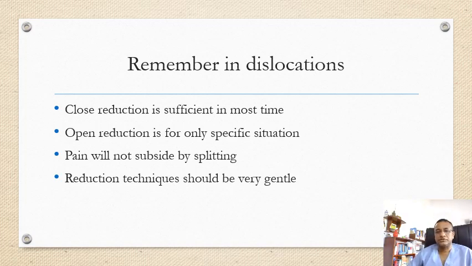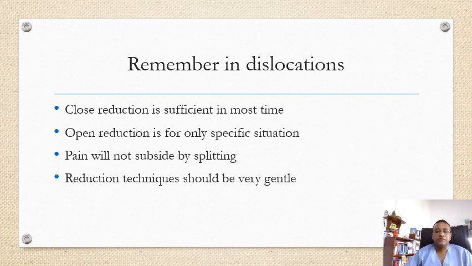Finally, please remember these things. These are key points in dislocations. Closed reduction is sufficient most of the time. Closed reduction is the mainstay of treatment of dislocation. Very rarely do you need to do open reduction, only for specific conditions. When you get a fracture, you splint and the patient gets pain relief. But in dislocation, even if you put on any splint, the patient's pain won't subside.